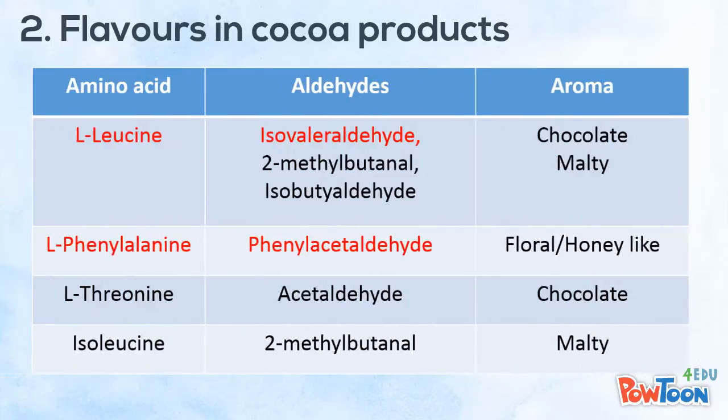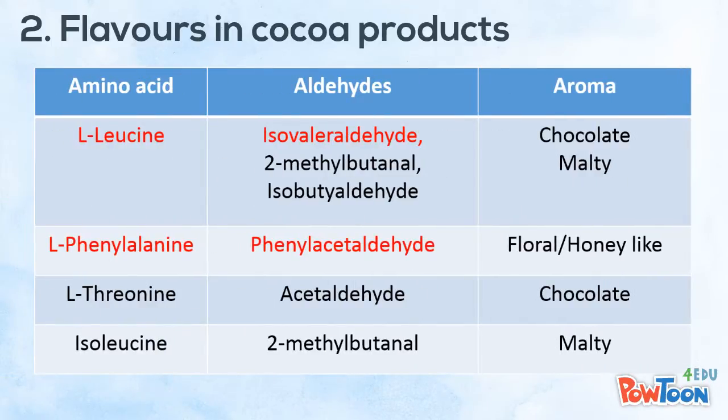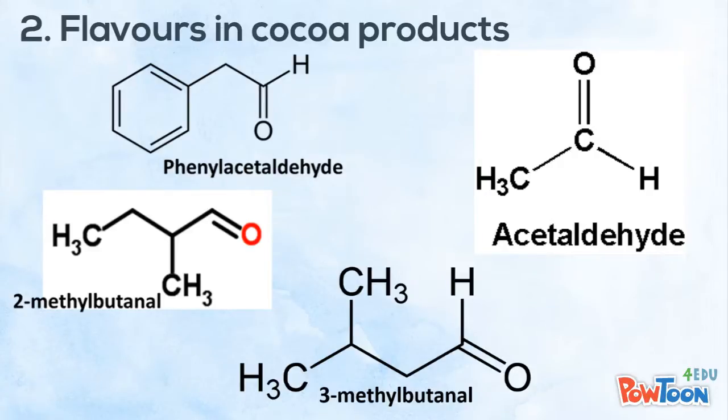Major amino acids are leucine, phenylalanine, threonine, and isoleucine, in which leucine and phenylalanine are the two most important amino acids, with isovaleraldehyde and phenylacetaldehyde as main products. Furthermore, threonine produces acetaldehyde, involved in more complex reactions.